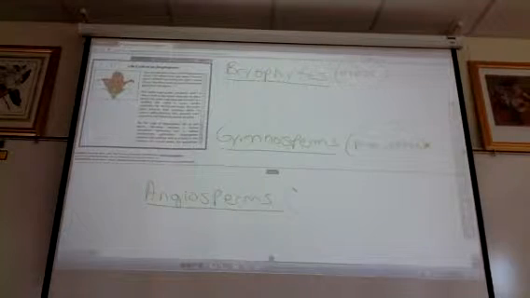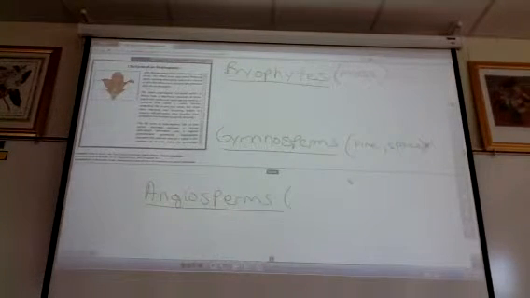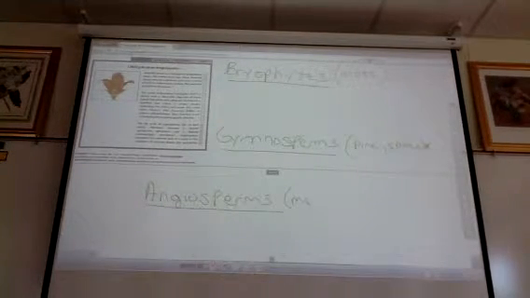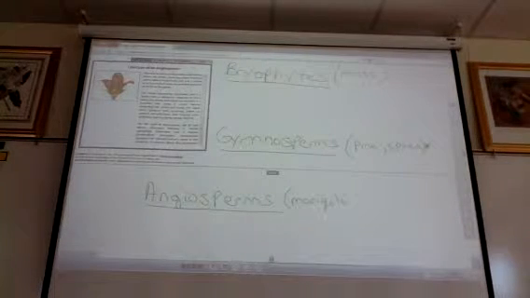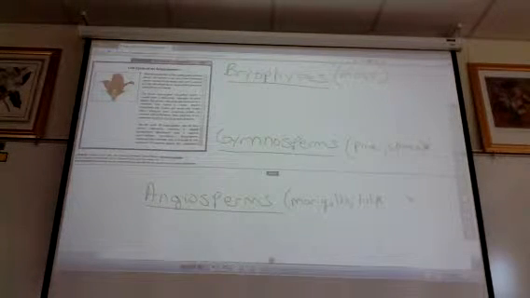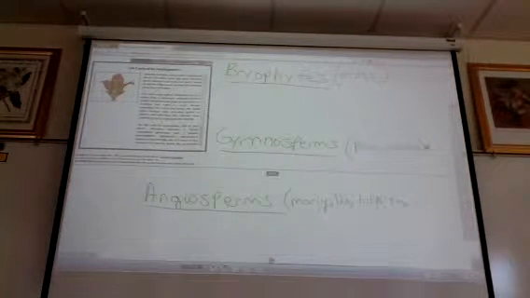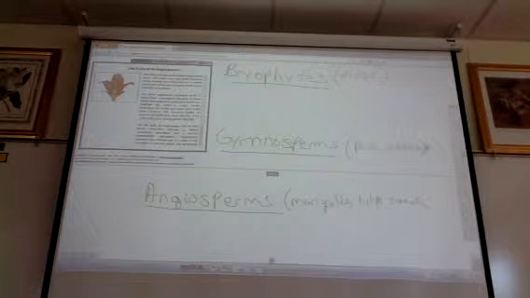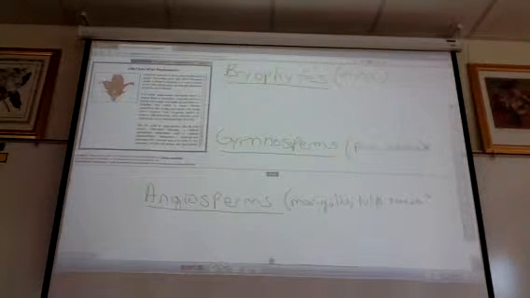And of course, angiosperms. All kinds of examples there. Marigolds, tulips, tomatoes, cucumbers, pumpkins, all those are angiosperms. All right.